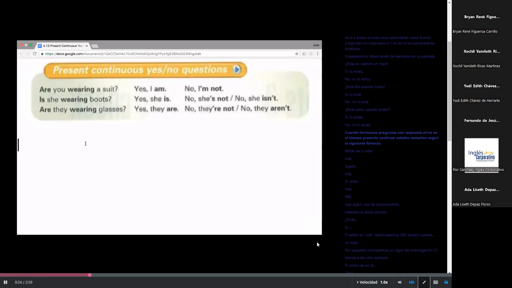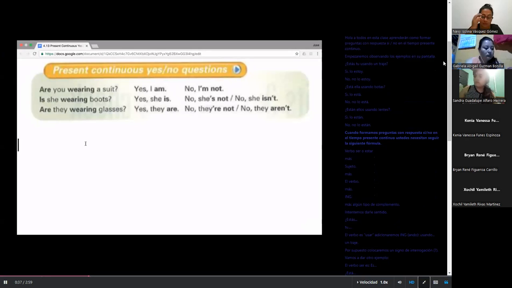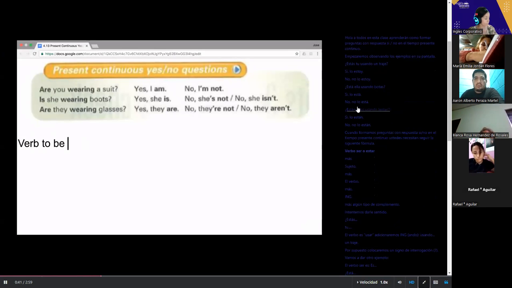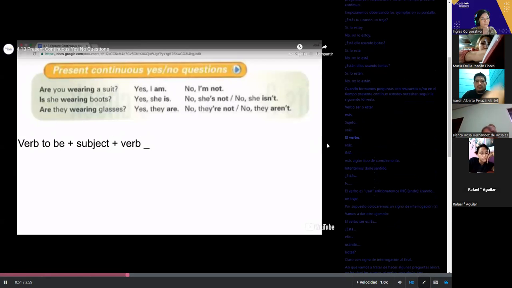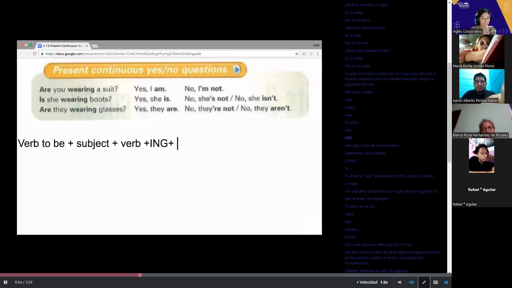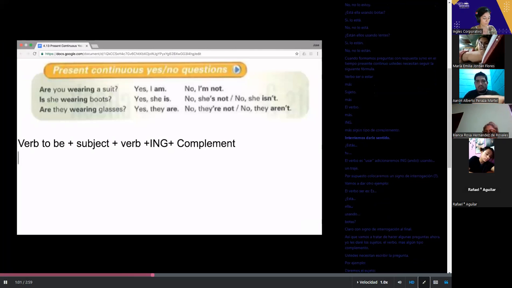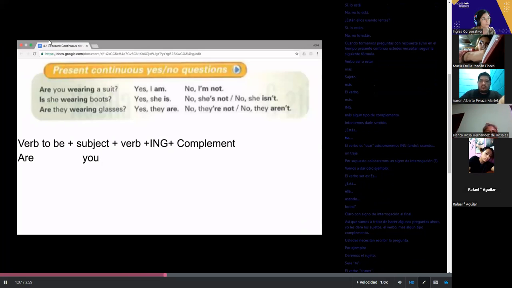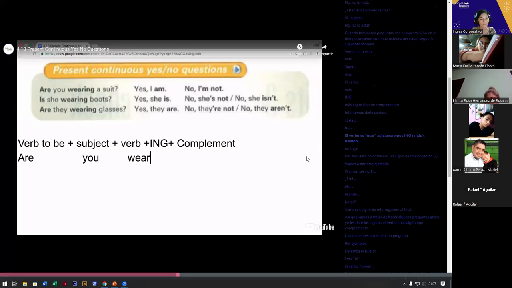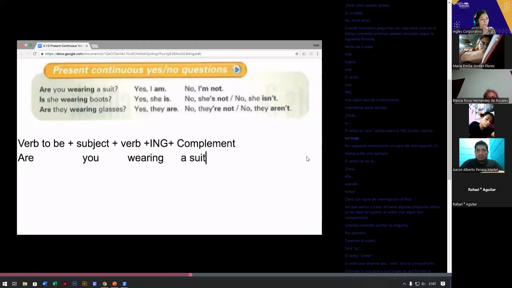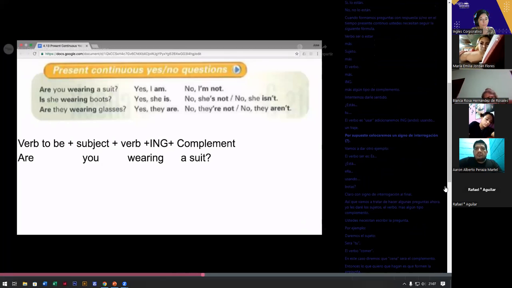When forming yes or no questions in the present continuous tense, you need to follow this formula. Verb to be plus the subject plus the verb plus ing plus some kind of complement. So let's try to make sense of this. Are you, the verb is wear, and we add ing to that, that will be wearing a suit. And of course we put a question mark there. Let's give another example.